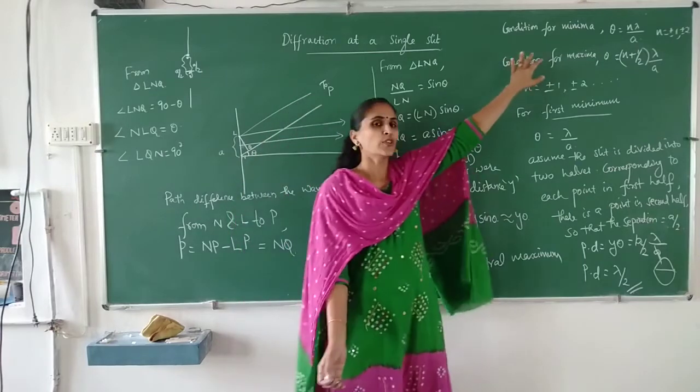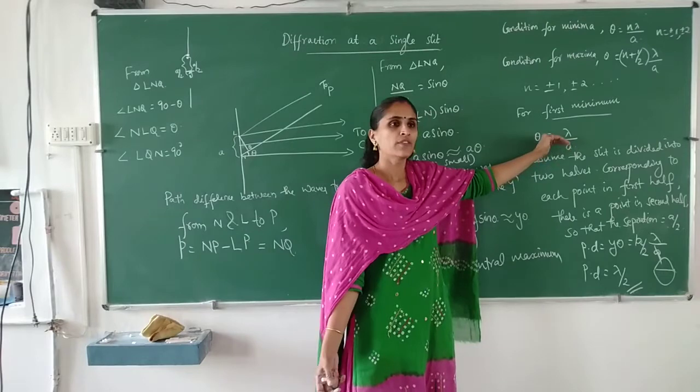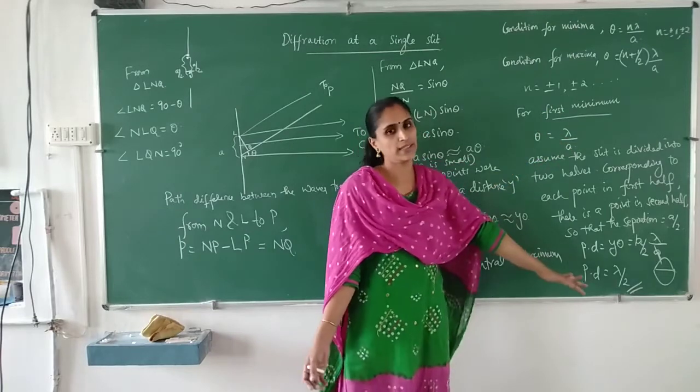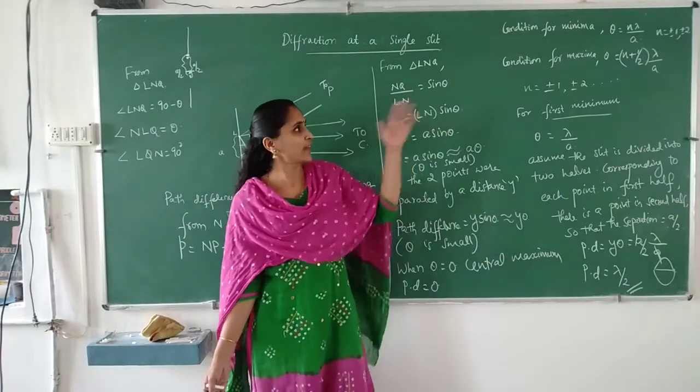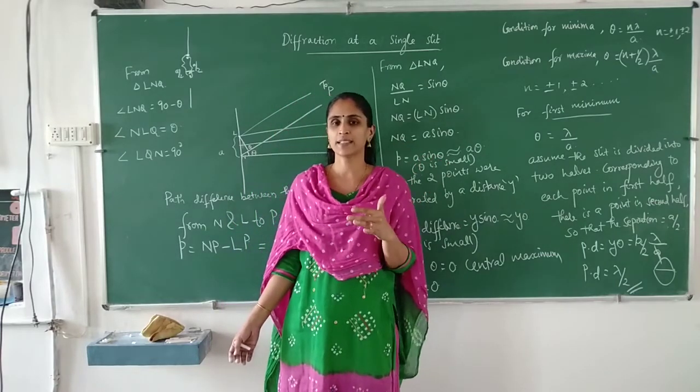Even though we are writing this general expression, we can show that each will be true. For the first minimum we have shown it like this. Similarly, we can show whether the first maximum is true or not. Is it clear? Understood?